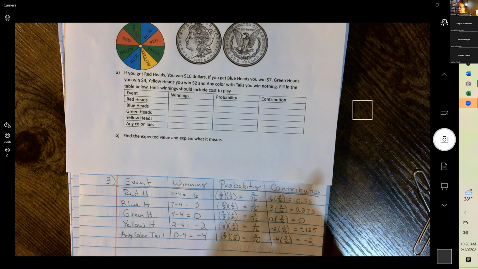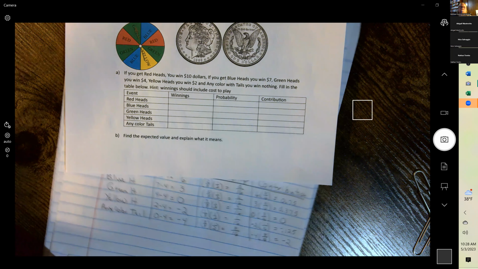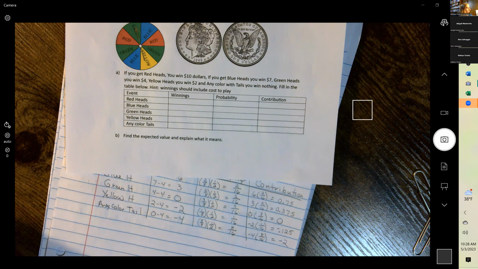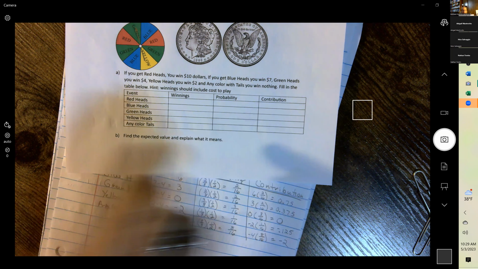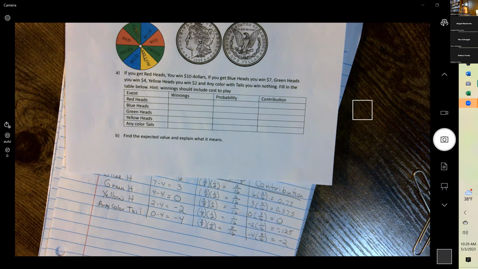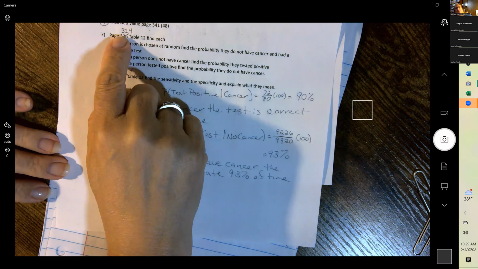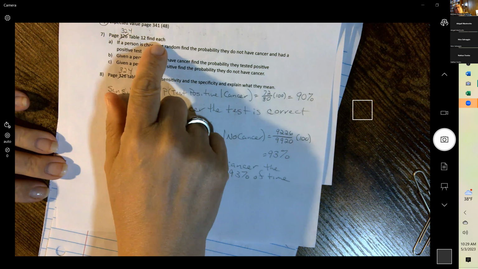Will we have a problem like this for the in-person test? There was one, but you didn't have to set the probabilities up. It's already set up. Oh, okay. Yeah, this part will already be set up. You just have to find and explain the expected value. It's right here on page 324, number 12 that we did.